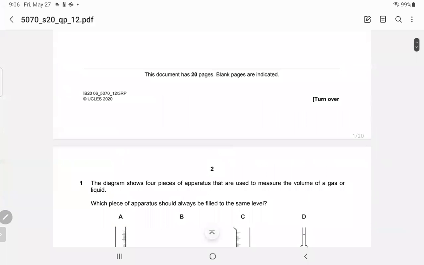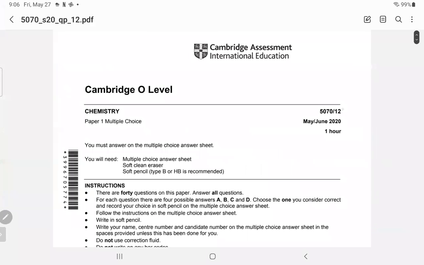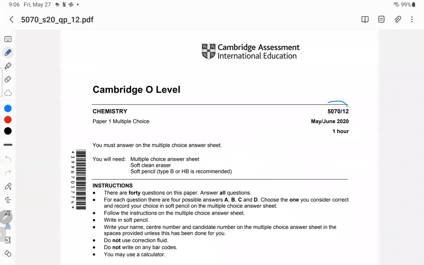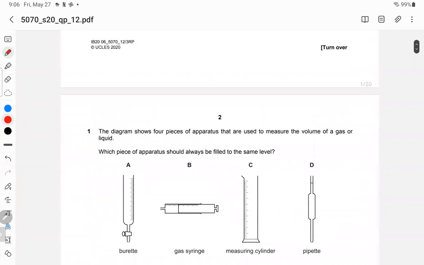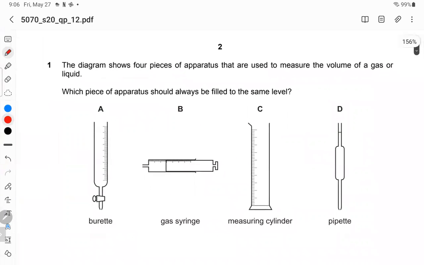So we are going to start paper 125070, May June 2020. Okay. Question number 1.